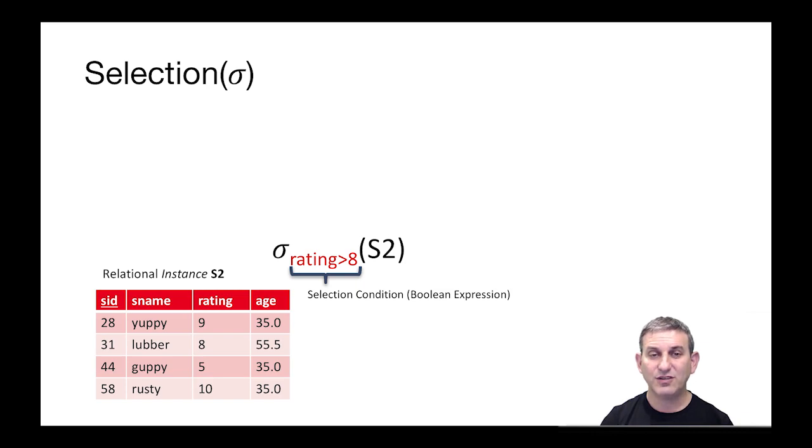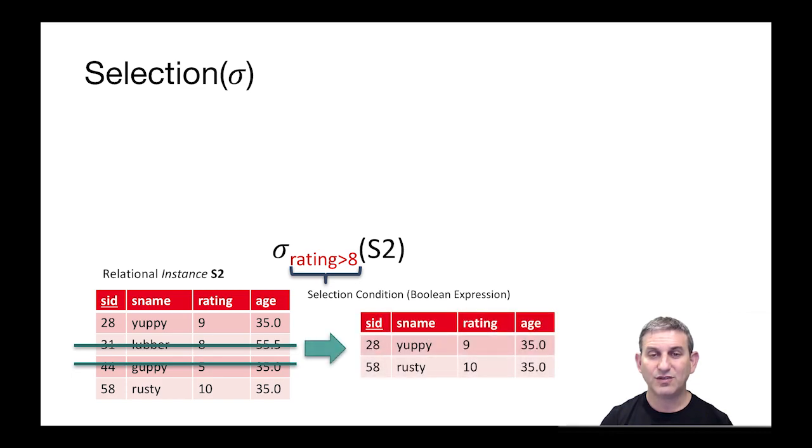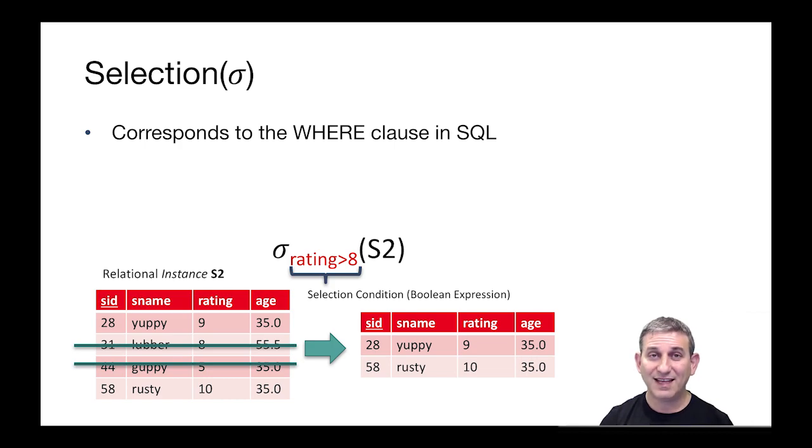Now let's look at selection. Here's an example. We've got a selection, which is represented as the letter sigma, lowercase sigma, with a subscript that is a Boolean predicate. It's a condition over columns of the input. And then, of course, this operation is placed over some relation instance. So this is read as select from S2 where rating is greater than 8. And if you look at the table S2, this is going to rule out that tuple, and it's going to rule out that tuple, and it's going to leave us with an answer set that looks like this. This corresponds to the where clause in SQL, not the select clause, which is projection, but the where clause. I know that's confusing. So it is.